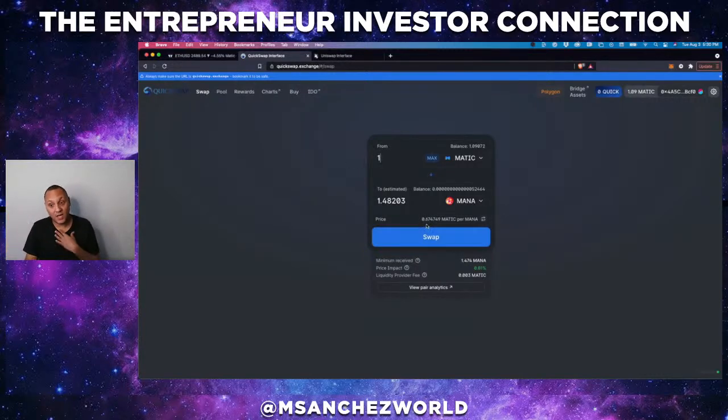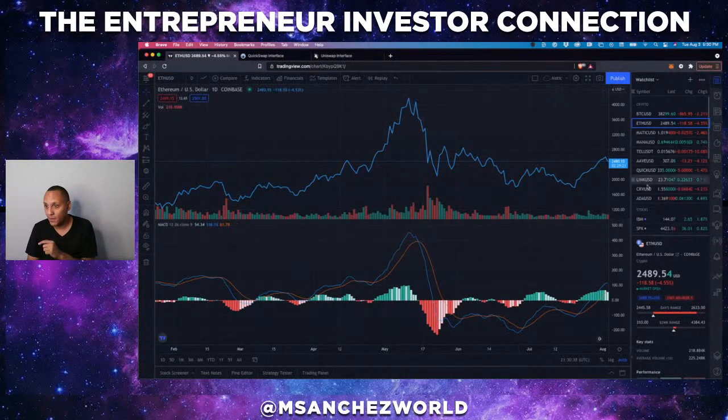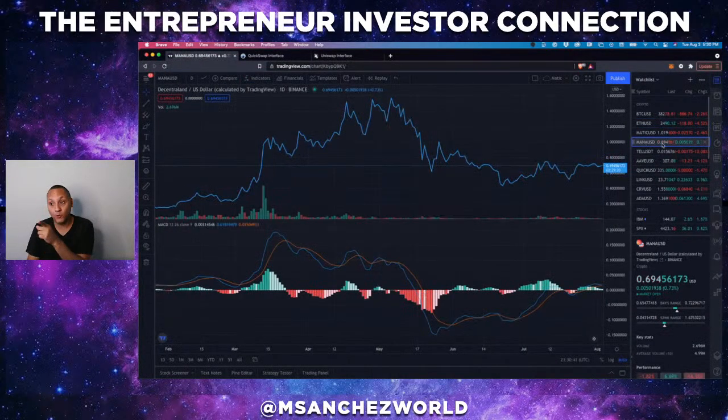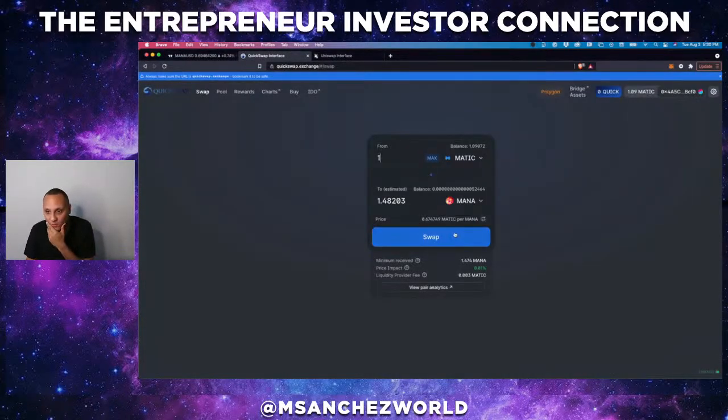Okay, so now it's telling me that right now the Mana price is 0.67 cents. Let's look at it. Mana 0.69. See, so it's so close that it's actually even more quick than TradingView, which is interesting. All right. Now let's see what the fee is. 0.01%. And then 0.003 Matic. We're not even talking about a penny here, the fees.